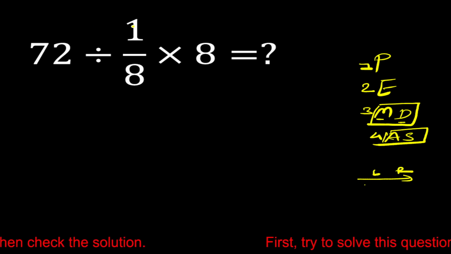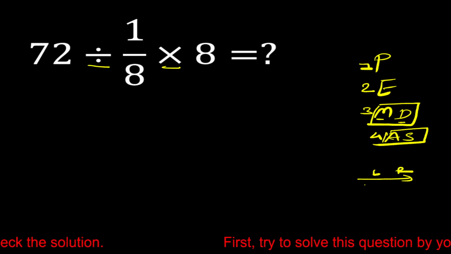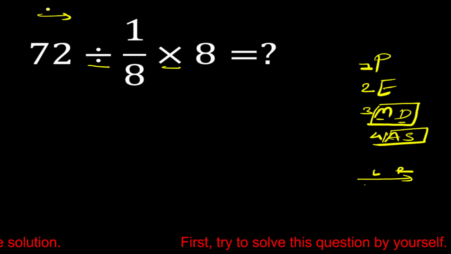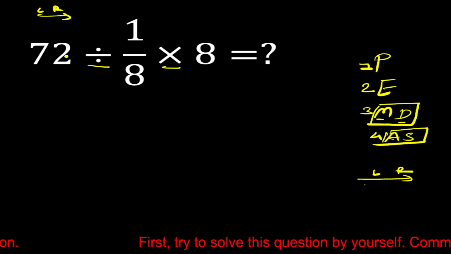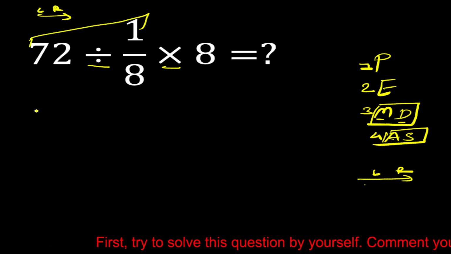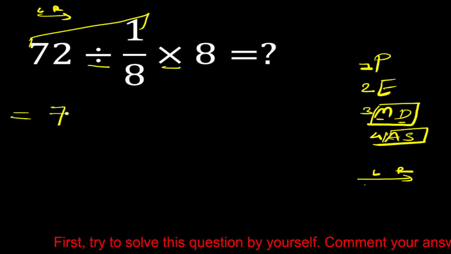Okay. So here is division, here is multiplication. Both have equal priority, so we have to solve from left to right. So first we have to solve this part. Okay. So is equal to 72.